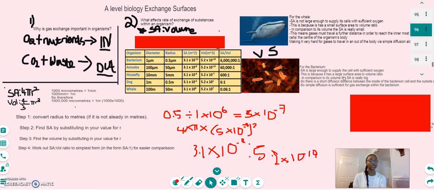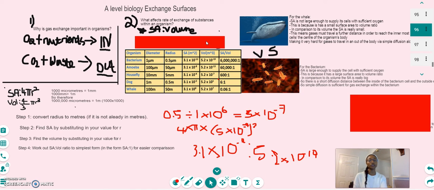Remember that a bacterium cell is a single-celled organism, so it only has to think about one cell in terms of what needs the oxygen and what needs the nutrients. So simple diffusion is sufficient for gas exchange in this particular situation. Good. So there's actually one more thing that affects the rate of exchange of substances within an organism.